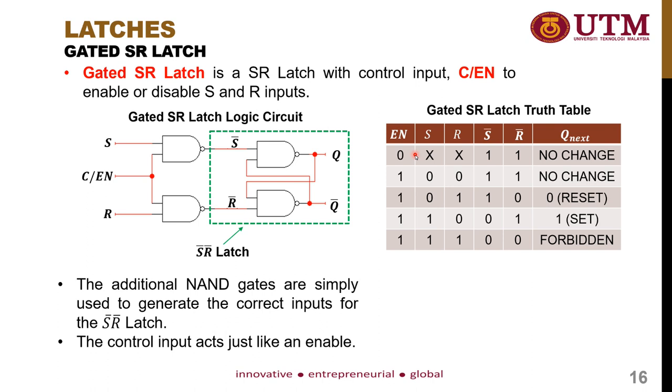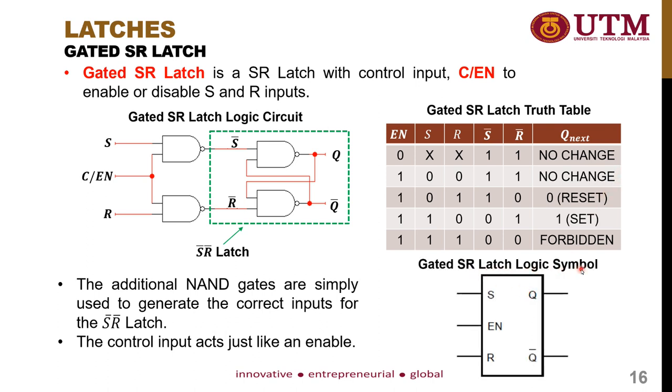So, in general, the gated SR latch truth table works similar to the active high SR latch when the enable equals 1. But when enable equals 0, the latch is not working and there are no changes in the Q next output. Okay, so this is the gated SR latch logic symbol. We have a total of 3 inputs this time: S, which is set, EN, which is enable or control, and R, which is reset. And as usual, we have 2 outputs, Q and Q bar.